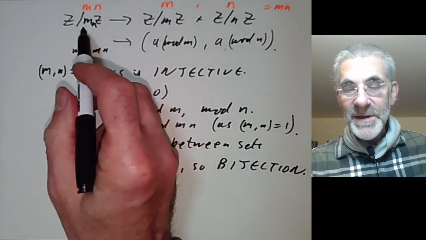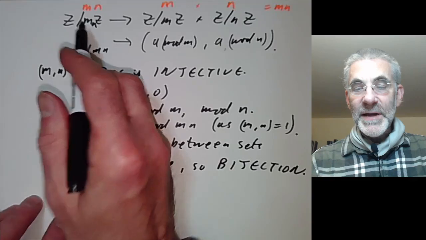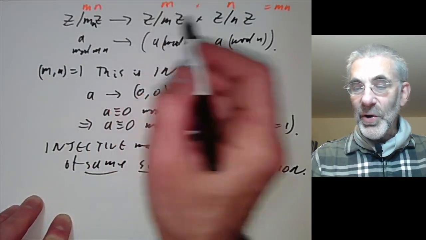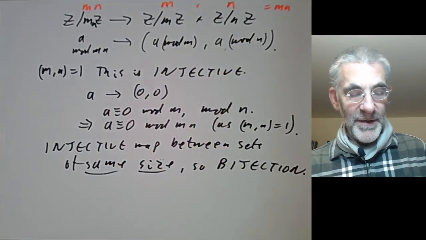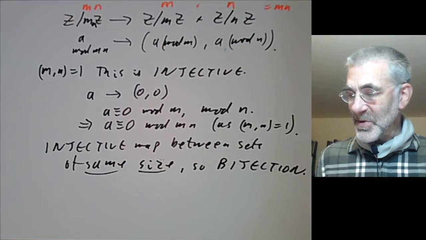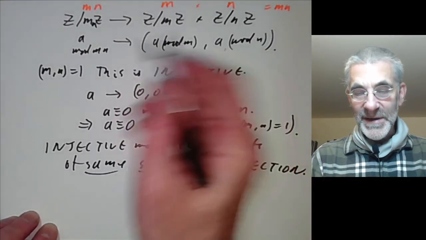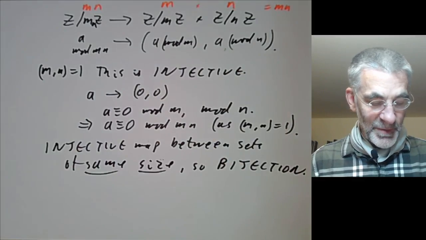If you want to write this in terms of ring theory, we actually get an isomorphism of rings between this ring here and the product of these two rings here. I'm not emphasizing abstract algebra too much, but you could probably figure out what the product of two rings is and check that this is an isomorphism.